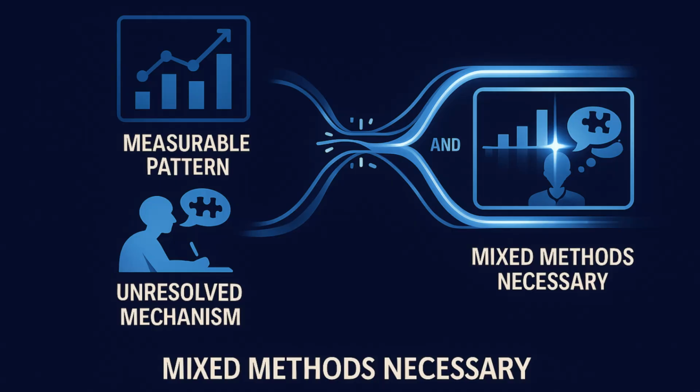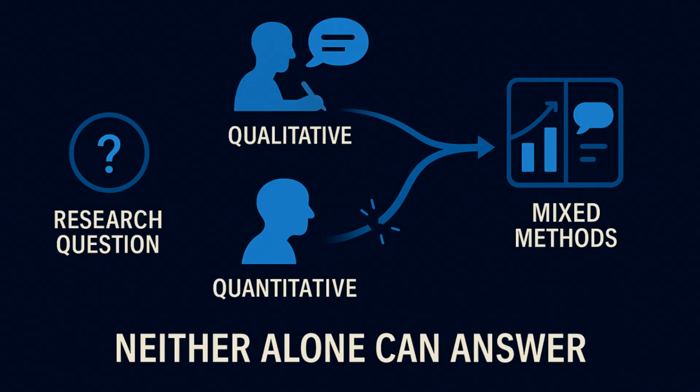Only when the research problem contains both a measurable pattern and an unresolved mechanism, only when the gap demands both empirical verification and interpretive explanation, does mixed methods become necessary. When that dual requirement is present, mixed methods is not chosen for its breadth. It is chosen because neither qualitative nor quantitative alone can answer the question.